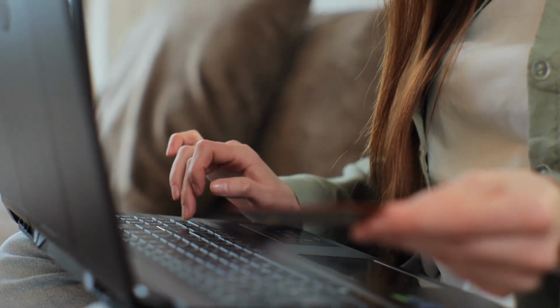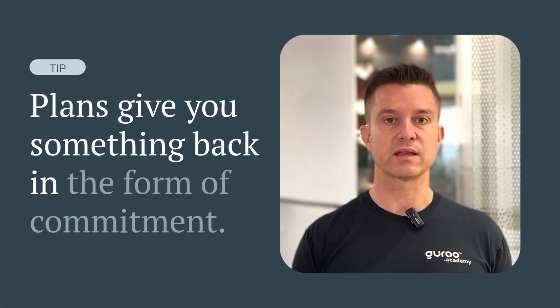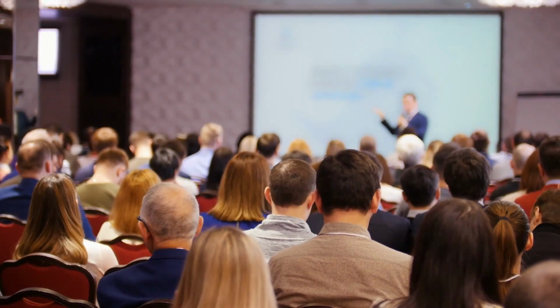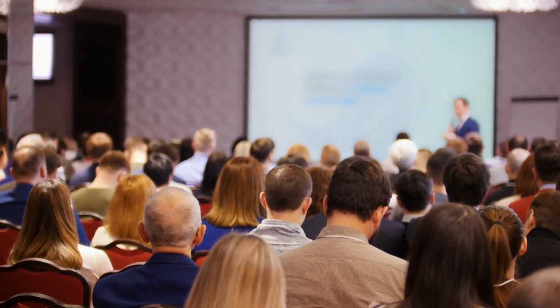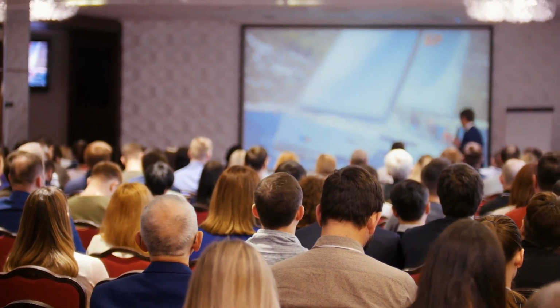Someone on an early bird discount gets stricter conditions. Someone who paid a premium gets more flexibility. The price and the terms become one coherent product. In Guroo Academy, you should use pricing plans as your primary tool and discount codes as a secondary layer for generating bursts of demand. Plans give you something back in the form of commitment. Discount codes usually don't. Multi-seat discounts allow you to provide a discount for customers who buy for their team. You're exchanging volume for discount.